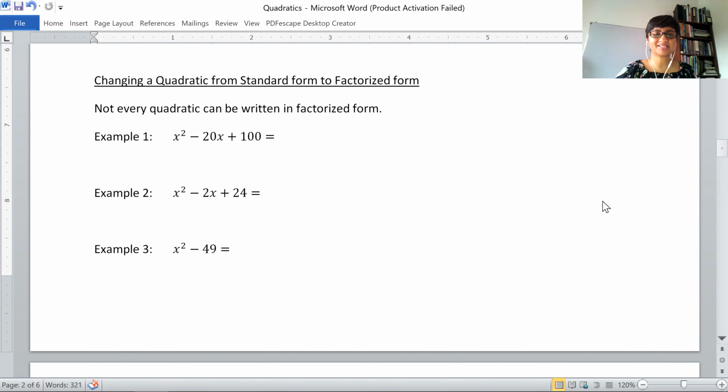Then, okay, can you copy this? I have two more examples on the next page. So copy, and you have to change into factorized form.